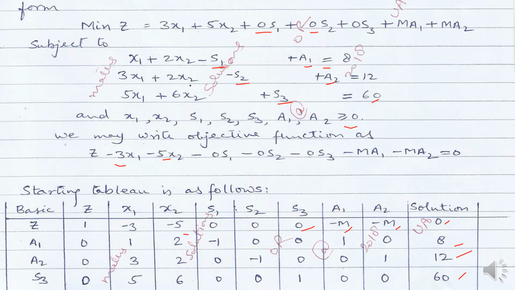Here we see that there is some inconsistency in the table. When we compare this table with the starting table with all slack variables, their slack variables have coefficients 0, but here we have coefficients -M and -M, and this is creating some inconsistency in the table. So before doing the simplex calculations, we make some corrections in the table.